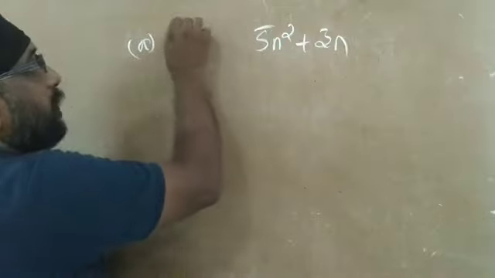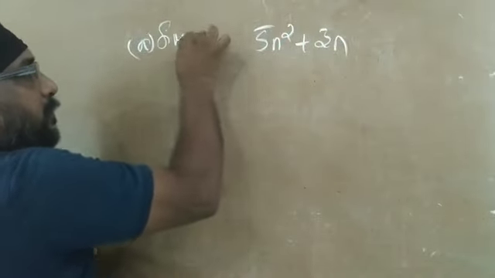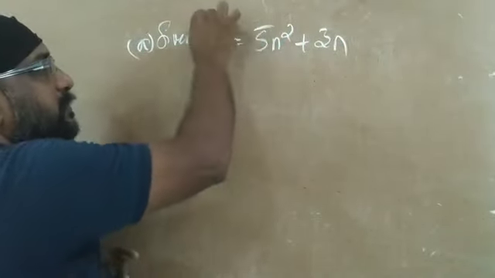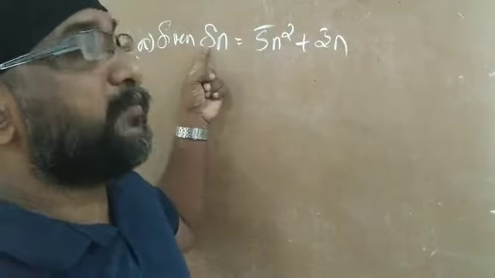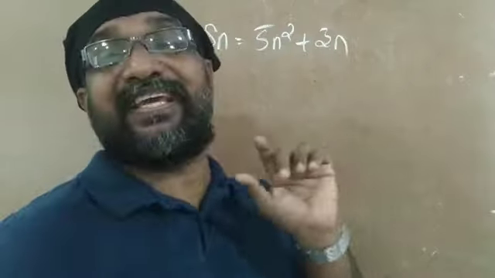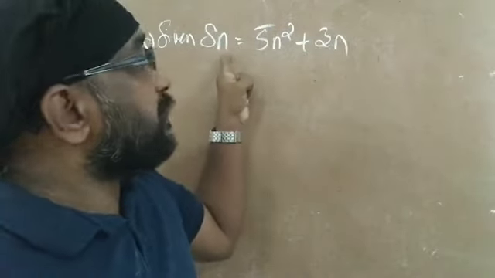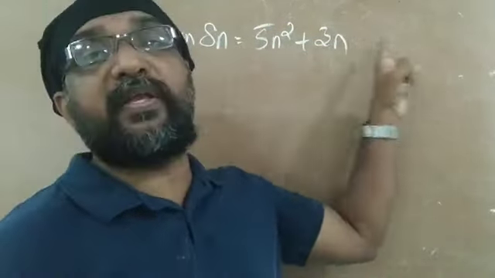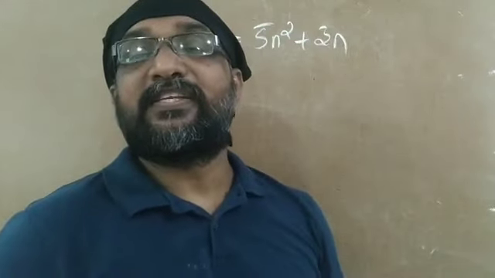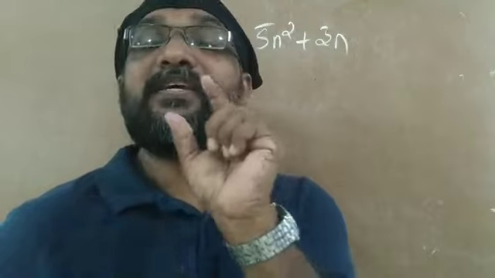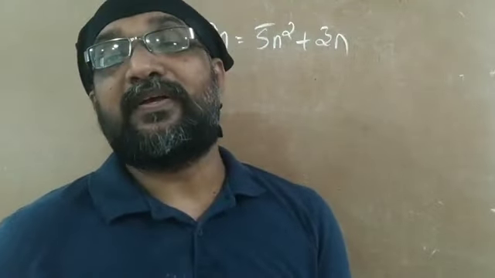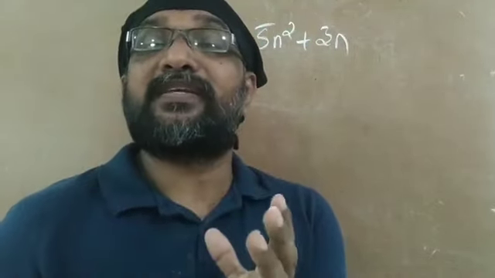So, answer A. Given Sn is equal to 5n² + 3n. Sum of the first n terms is notated using Sn, and it is equal to 5n² + 3n. Students, you just need to substitute 1 for n. You get the sum of the first 1 term. Sum of the first 1 term means the first term itself. There is only one term.